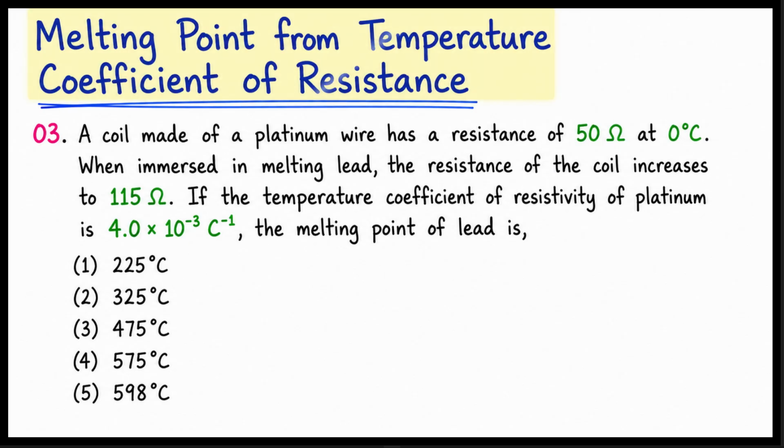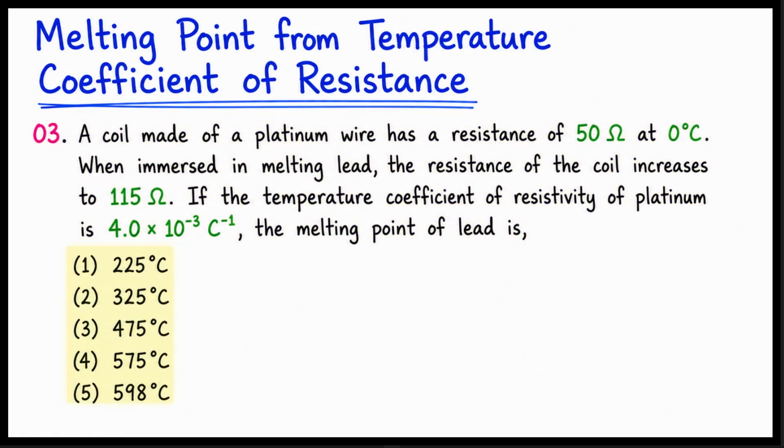Question 3 is a one-line solve once you recognize the principle. Here's the setup. A platinum wire coil has a resistance of 50 ohms at 0 degrees Celsius. We dunk it in melting lead, and the resistance climbs to 115 ohms. The temperature coefficient of resistivity of platinum is given as 4 times 10 to the minus 3 per degree. See the question. What is the melting point of lead?